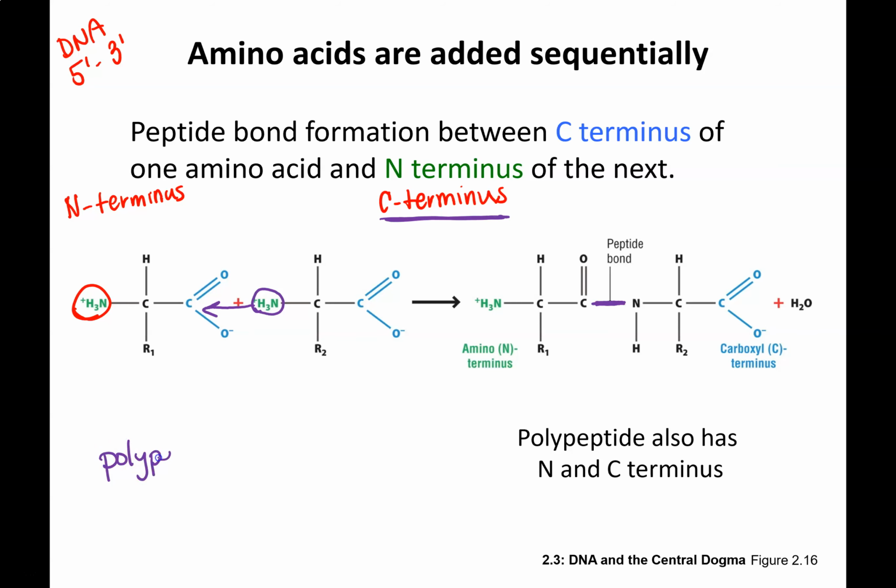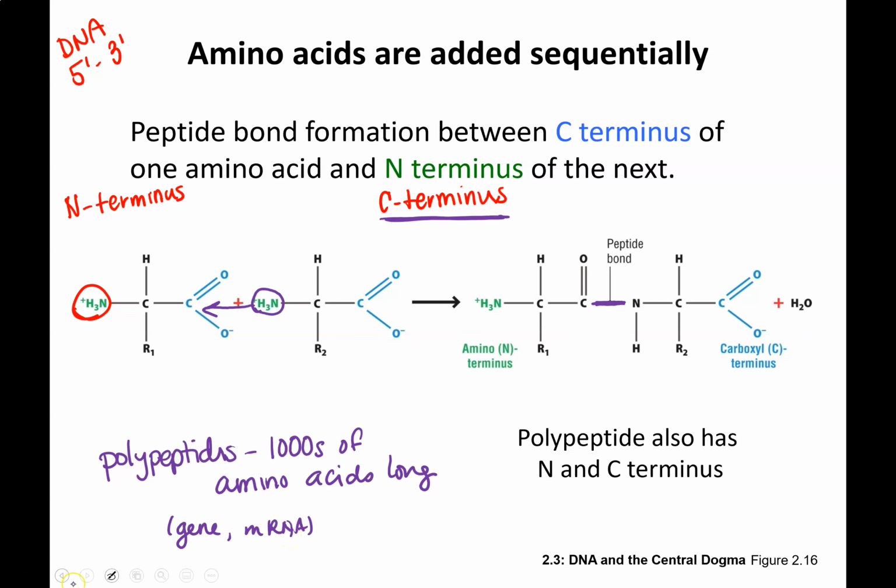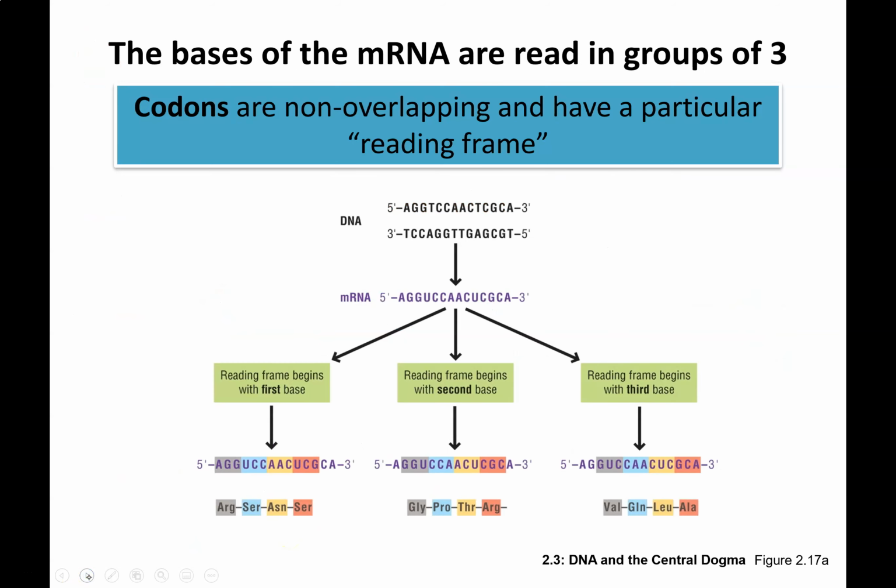Polypeptides can be thousands of amino acids long. And the length depends on the gene length and the mRNA length that you're using to make them. So we will talk about the specifics of how you actually read a messenger RNA and bring in the right amino acid to make a chain in chapter 13.